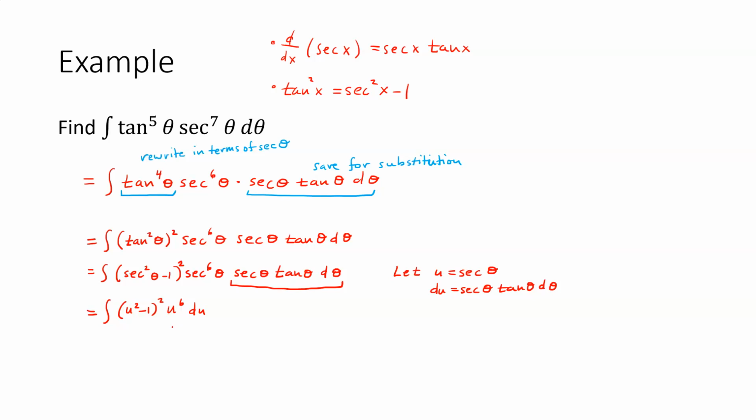So now we're left with a simple polynomial integral. I'll do a little bit of foiling and distributing before we can integrate. So let's FOIL out u squared minus 1 squared. That'll be u to the fourth minus 2u squared plus 1. And then the next thing I will do is distribute u to the sixth. So I'll have u to the 10th minus 2u to the 8th plus u to the 6th.